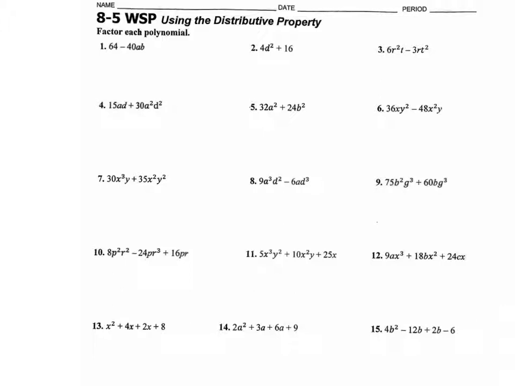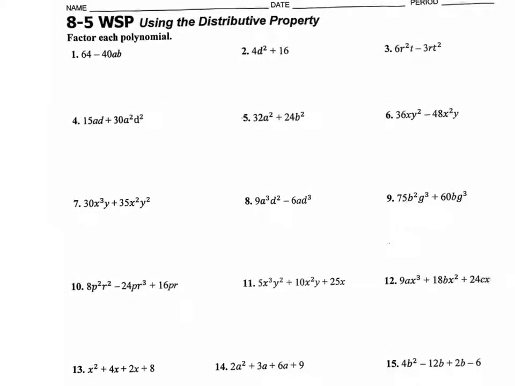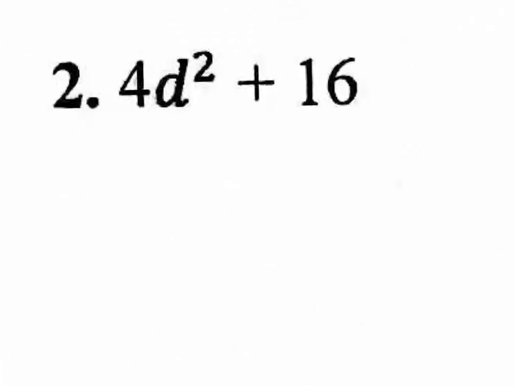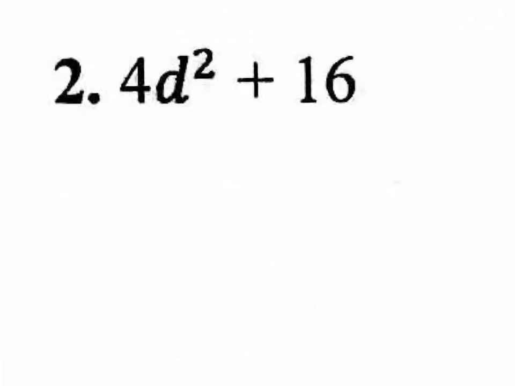We'll do 13, 14, 15 later on. But right now, let's just focus on the first part of section 8.5, which is factoring out the GCF, using the distributive property backwards. So on this video, I want to go over the even ones. You guys are going to do all of them, 1 through 12.